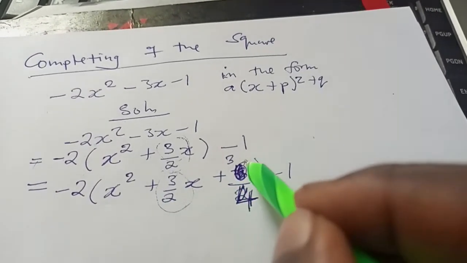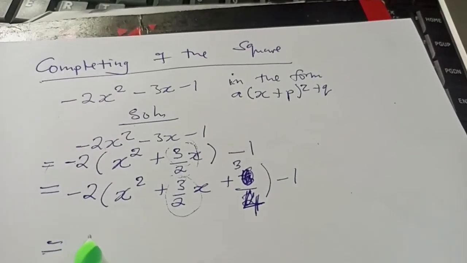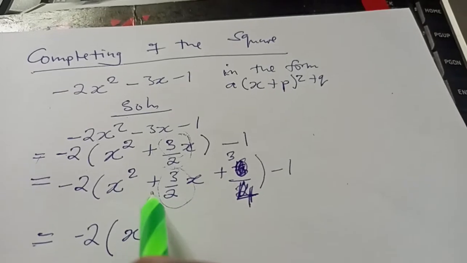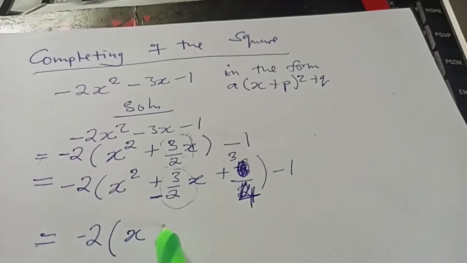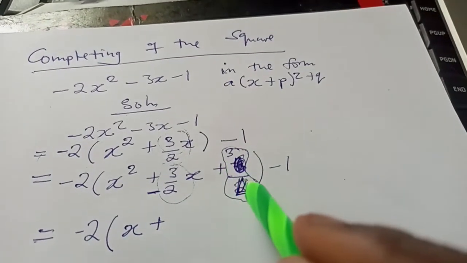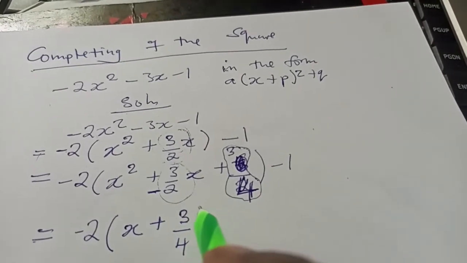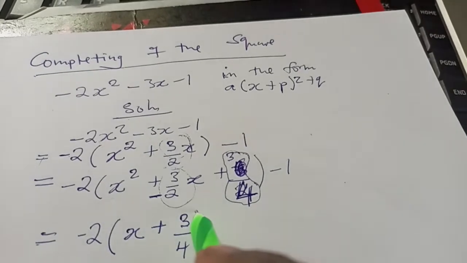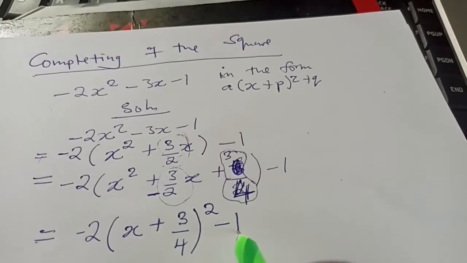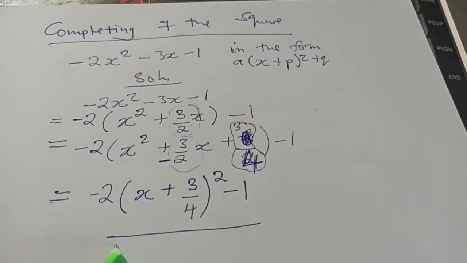So there's 3 here, negative 1. Then from there, you say negative 2. You get this one, x. Then you get the sign there, it's a plus. Then you get this 3 over 4, then you get the square, then minus 1. So that's the answer.